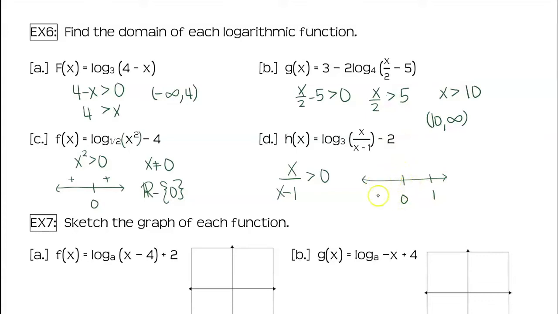If I test something to the left of 0, this would be a negative over a negative, which would be positive. If I test something between 0 and 1, this would be a positive over a negative, which would be negative. And if I test something to the right of 1, this would be a positive over a positive. Okay, so there are two intervals that I want, two places where this thing is greater than 0, and that's going to happen to the left of 0, and that's also going to happen to the right of 1. So the two intervals I want: negative infinity to 0, unioned with 1 to infinity.